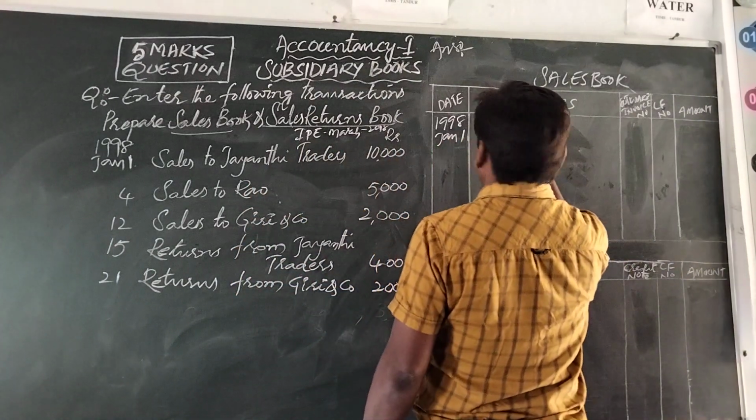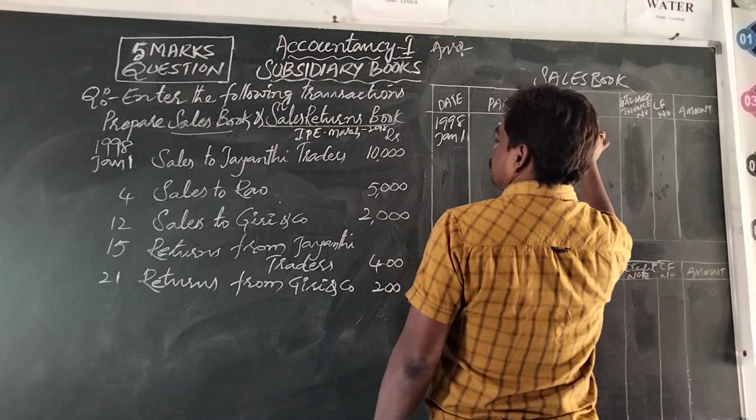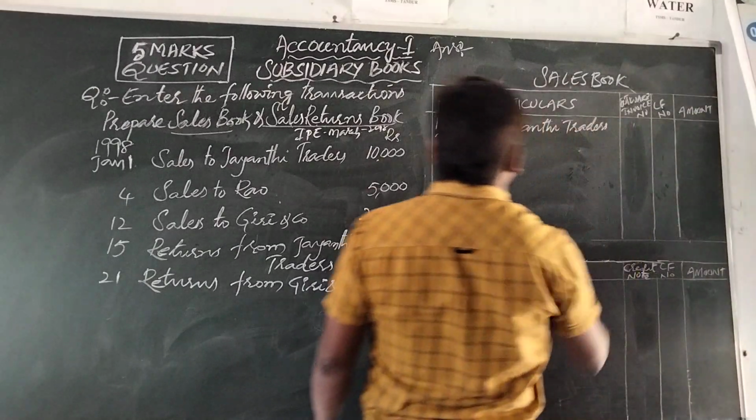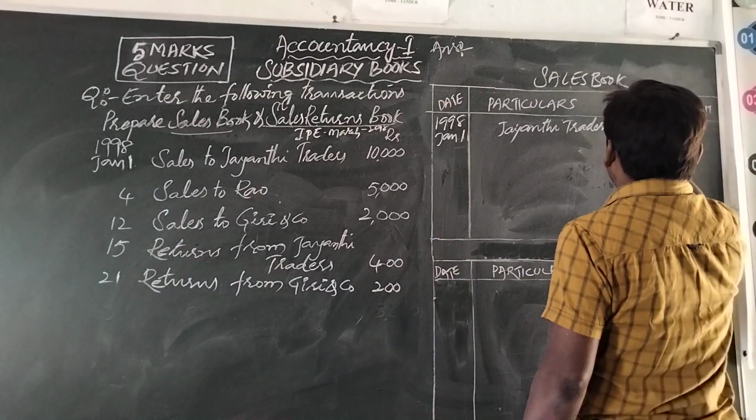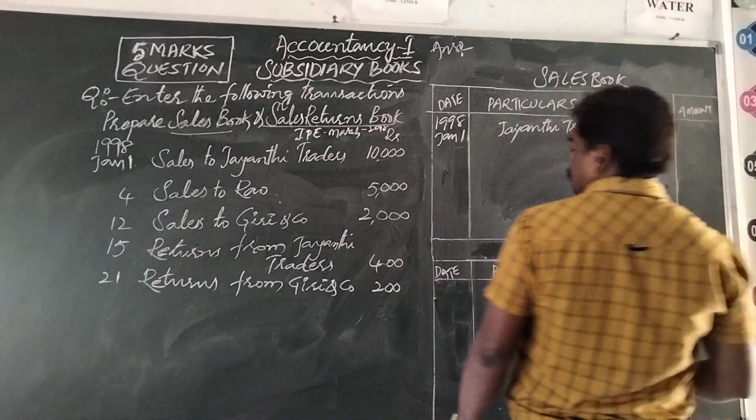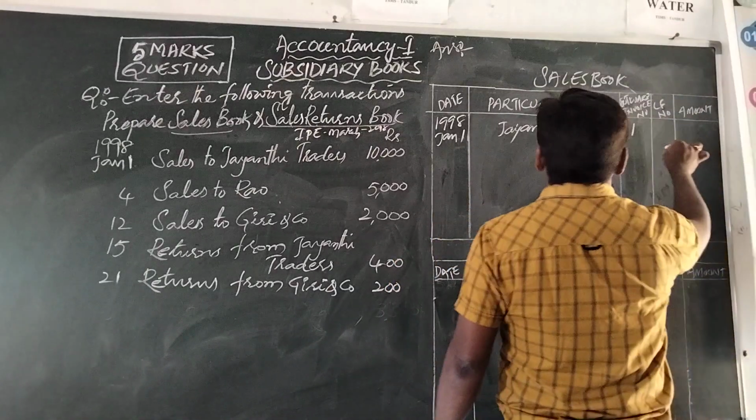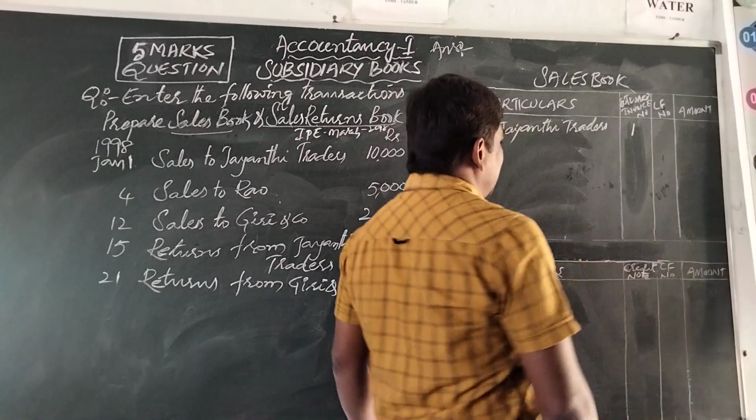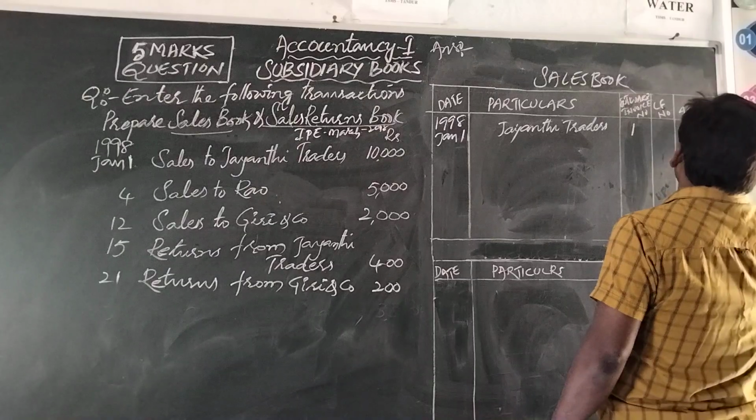We can write here Jayanti Traders. Here we can use an assumed number, that is 1. Assumed outward invoice number. Ledger folio number we can't use here, as it can be used in the practical recording of transactions. Right, amount 10,000.